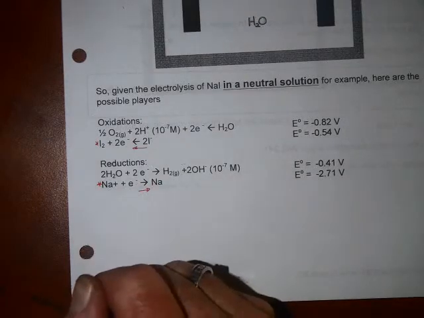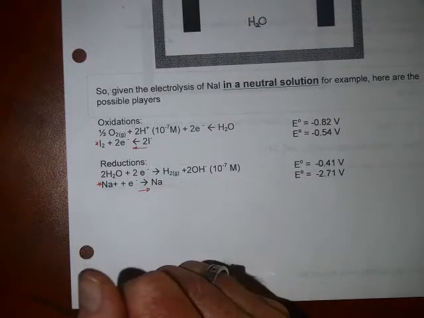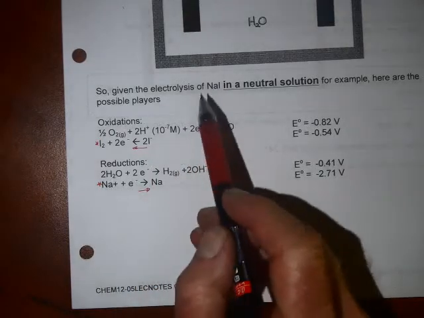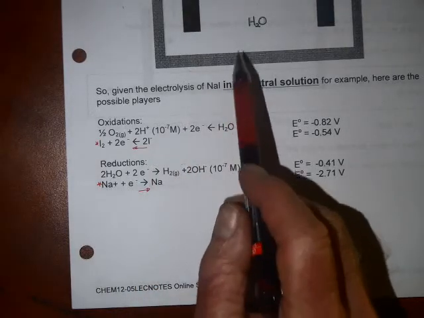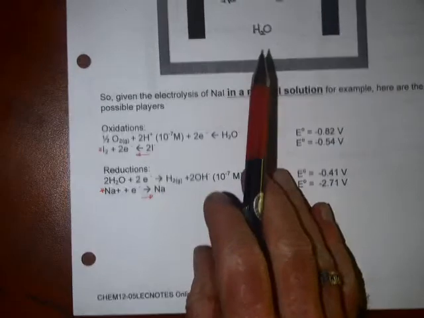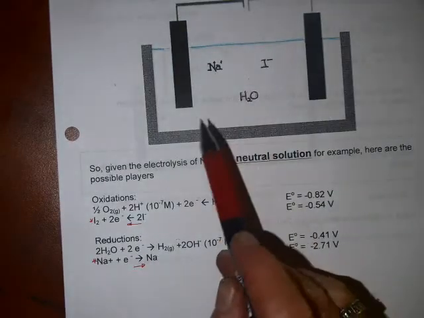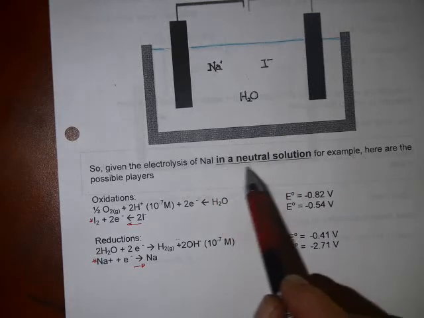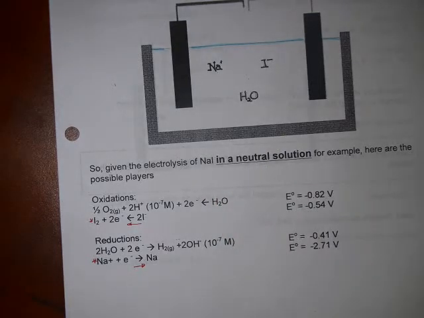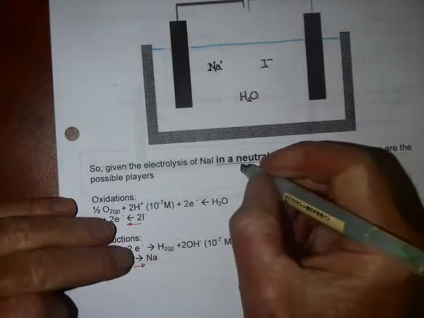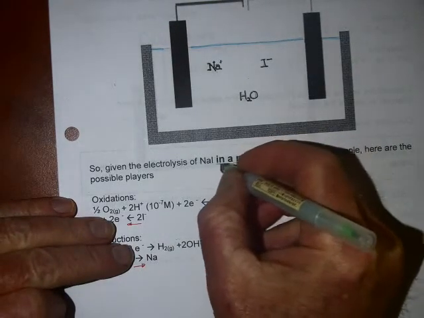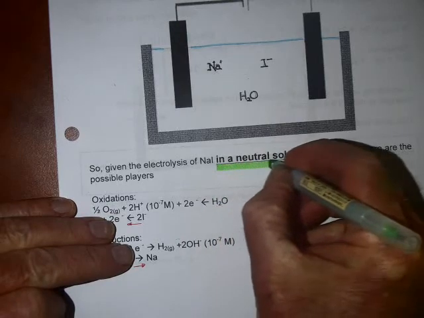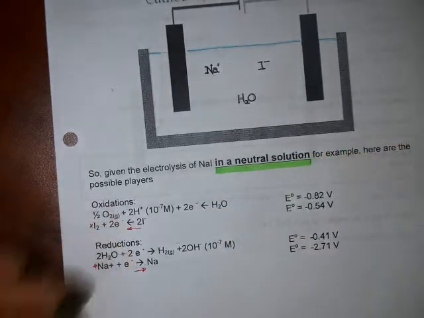Now, the other player is water. Now, in this case, because it doesn't actually say that an acid is involved, we have to assume that this is in a neutral solution. I'm going to do this in green, and you'll see why in a second. This is in a neutral solution.